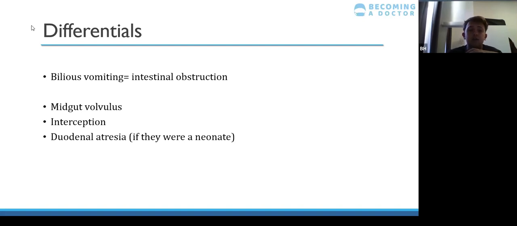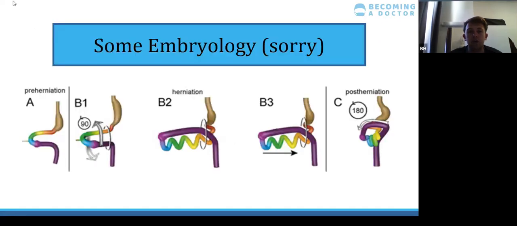But what we'll do now is talk a little bit in detail about these two key causes of intestinal obstruction, starting with midgut volvulus and then intussusception. So a little bit of embryology. I'm really sorry, but I'm going to be quick. The gut starts as a straight tube. We then get a bend in the tube. You can see it here. So it bends out and it herniates into the yolk sac. That's just because the small intestines, as you know, are really big, so they can't develop in the abdomen. So we get herniation like that.